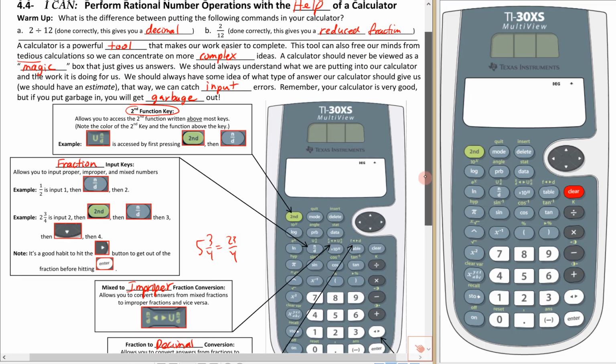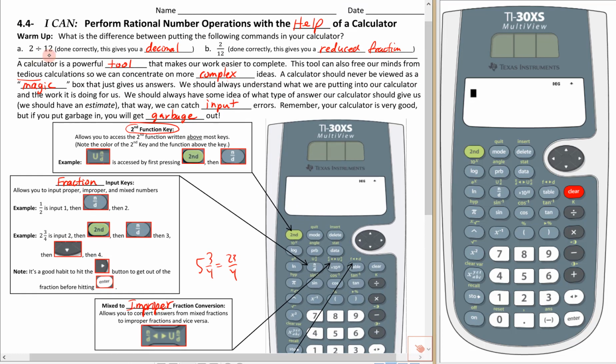So remember, at the beginning of the lesson, we talked about doing 2 divided by 12, and it should give us a decimal, and then 2 over 12 should give us a reduced fraction. So let's hit 2 divided by 12, and we're going to hit enter, and it's going to give us that right there. Remember, this is 0.16 with a whole bunch of sixes, and then that 7's there because of rounding.